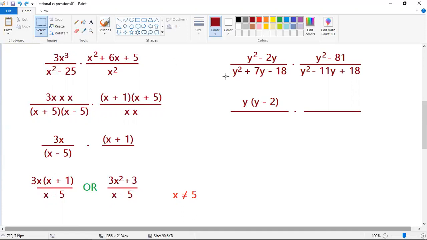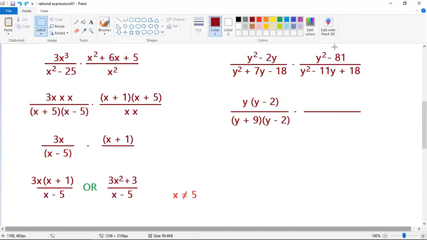This is a trinomial with the 18. We can think of the factors 1 and 18, 2 and 9, 3 and 6. But we need to think of the 7. So we will end up with y plus 9 times y minus 2. The negative 2 times 9 will give us a negative 18. The 9 plus negative 2 will give us a 7. So these are the correct factors of the given trinomial.